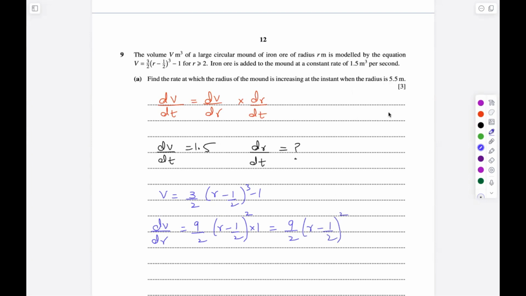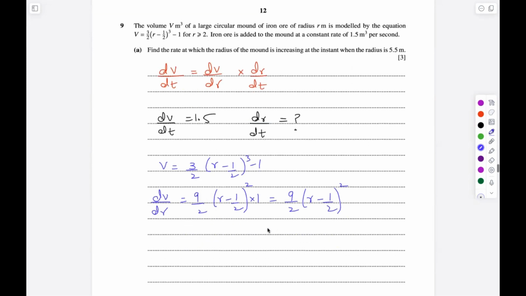Now, as the value of r is 5.5, we can write it as 9/2 times (5.5 - 0.5) squared. Substituting this in the calculator, this will be 25 times 9 divided by 2, which is 112.5. So the value of dV/dr will become 112.5.